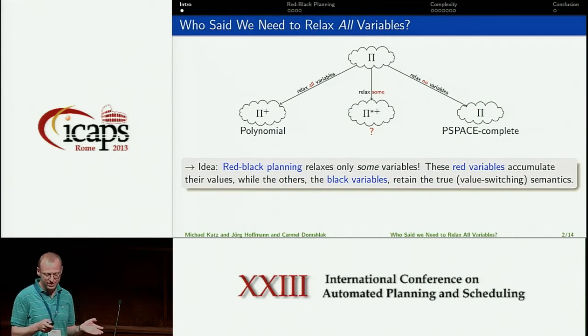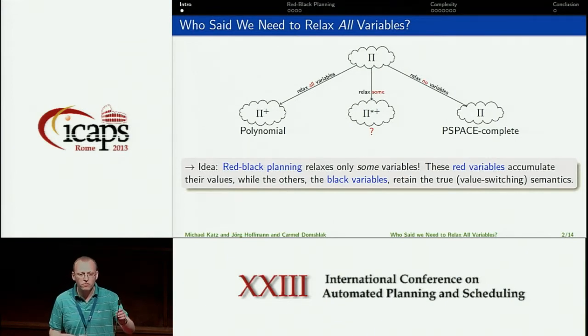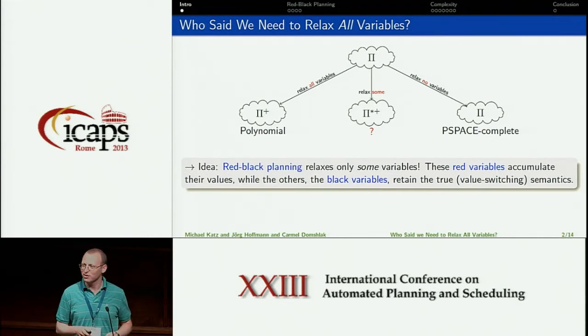So we decide for each variable which color it will have. Some variables will get red color. It will stand for relaxed semantics. So they will accumulate their values exactly as in relaxed planning in general. Some variables will get the black color, and they will get the regular semantics.